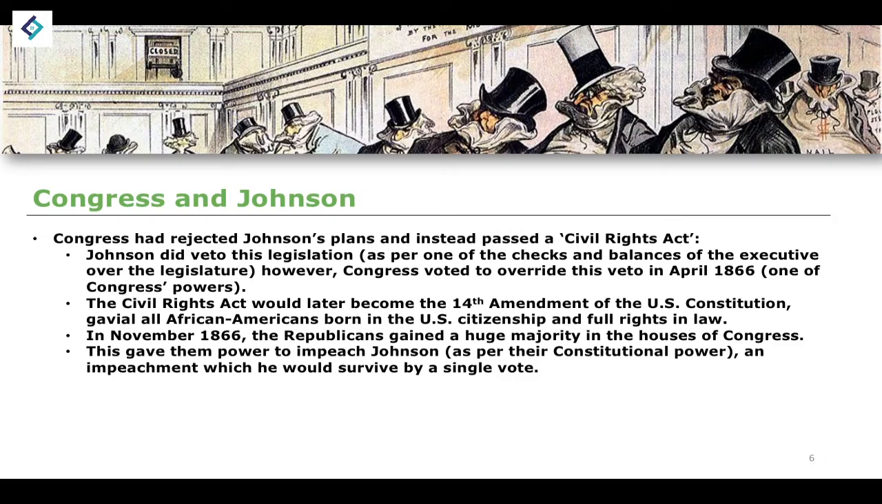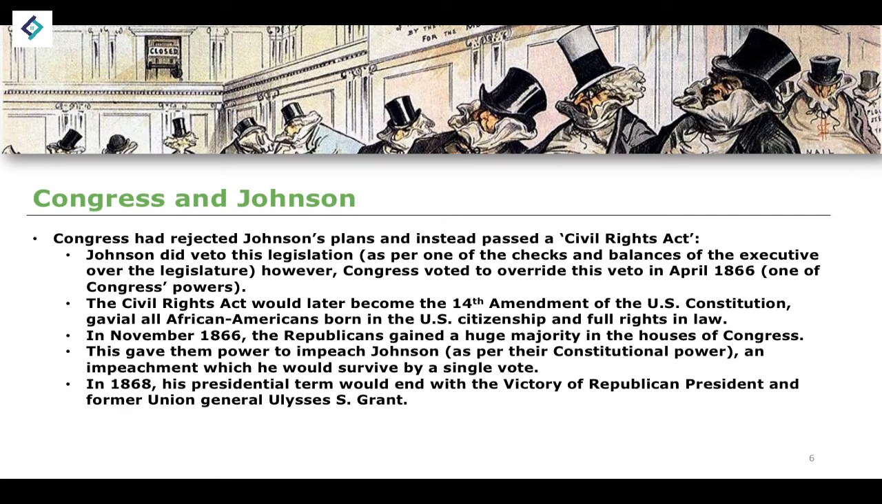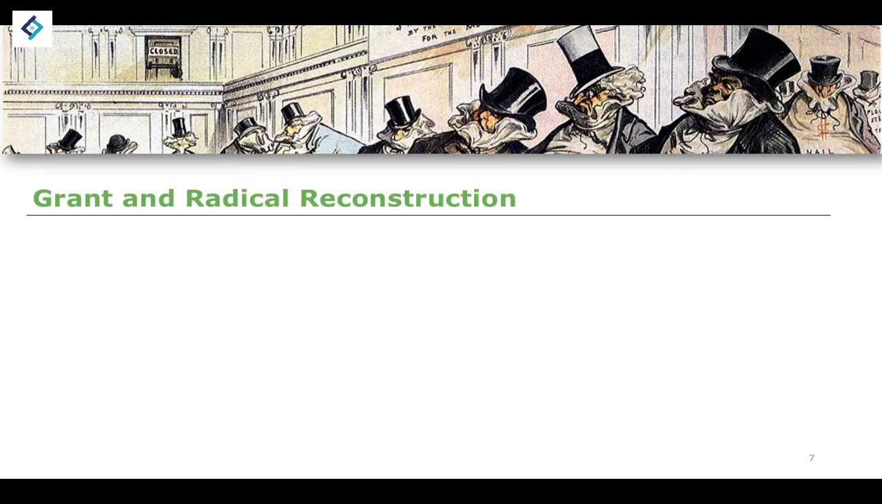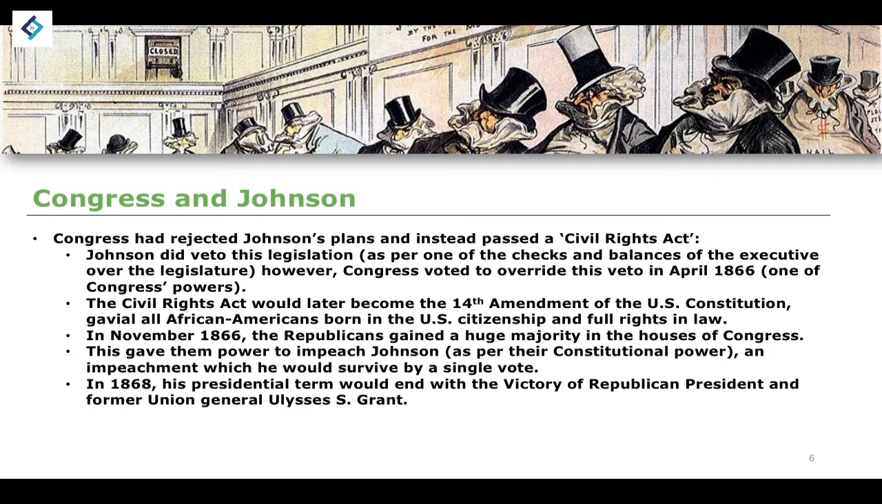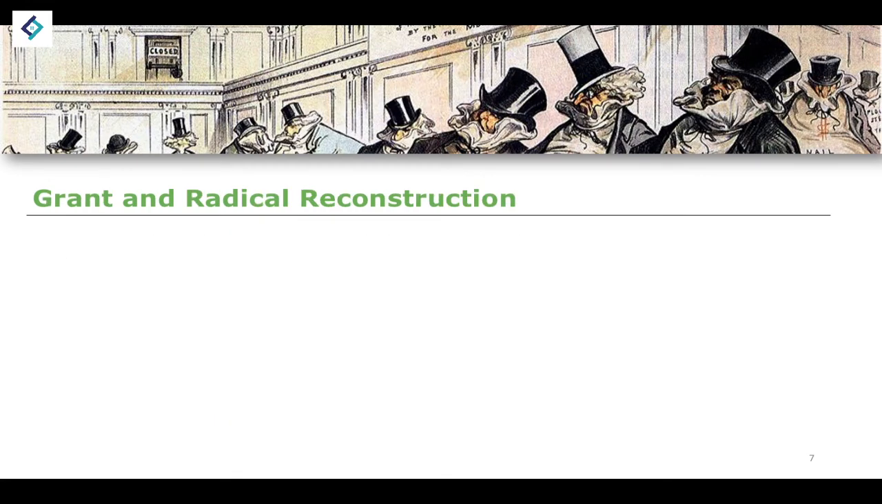So the power of impeachment is very powerful for a congressional authority, especially when they win a huge majority and when the Democrats and the Republicans do not share the same institutions of government, when you've got a Democrat in the presidency and a Republican in Congress. Now, he would survive the impeachment, but only by a single vote. And so in 1868, his presidential term would end, and this would lead to the victory of the Republican president and former Union General Ulysses S. Grant. Now, Ulysses S. Grant really gives us a point where we are starting to move away from the era of Reconstruction and into the period known as the Gilded Age, which we'll get to in a few lessons' time.